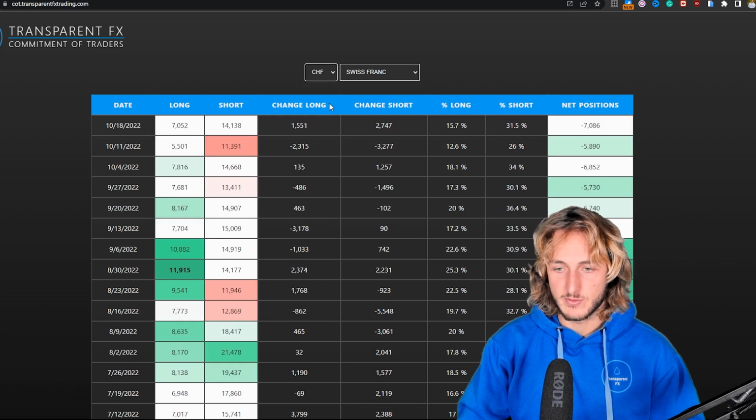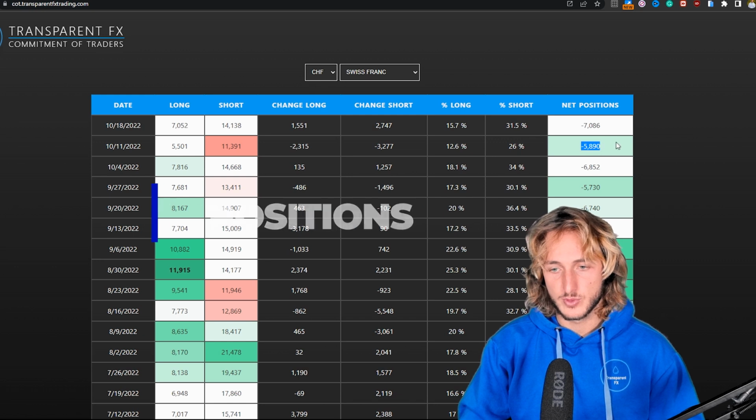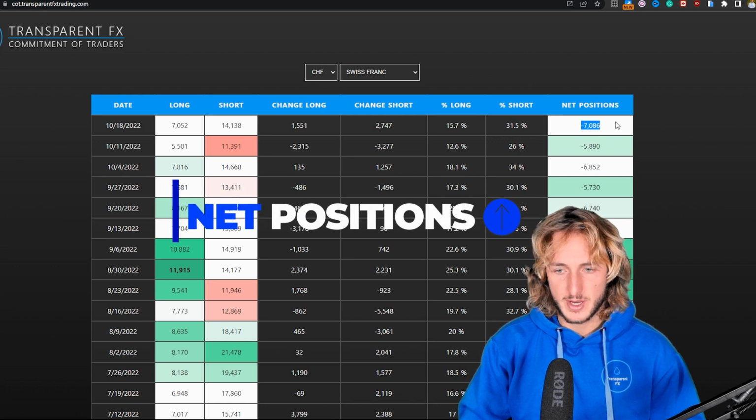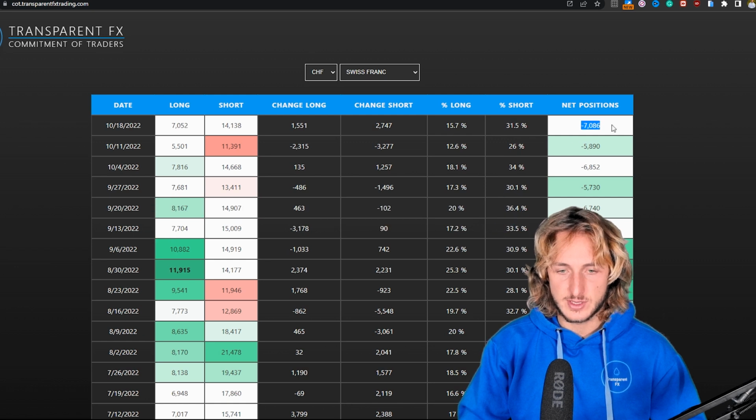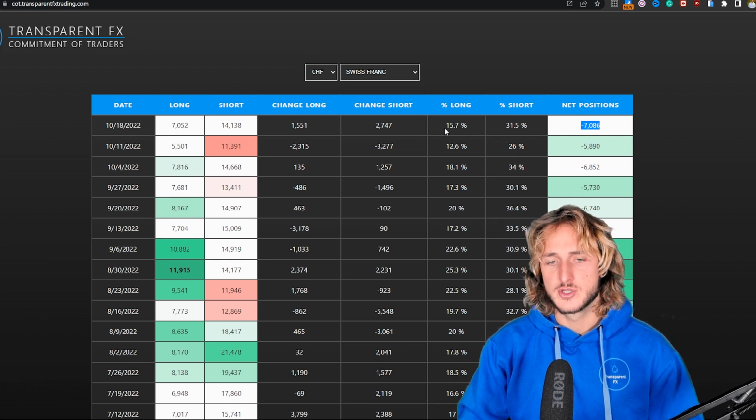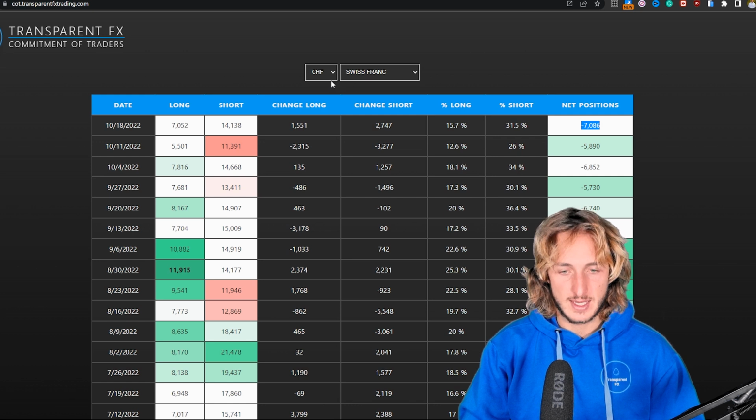And if we go and see what we have on the CHF, we can see how the CHF with the last report got a little bit more bearish, but in the long term, it's pretty clear that we have seen decreasing in net positions. So the CHF has been getting weak as well.